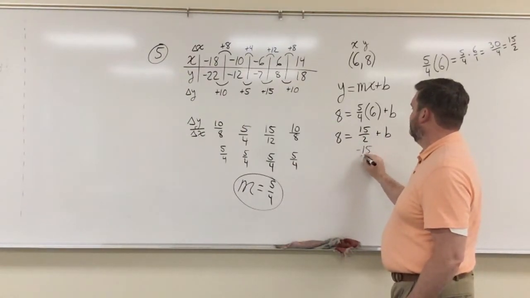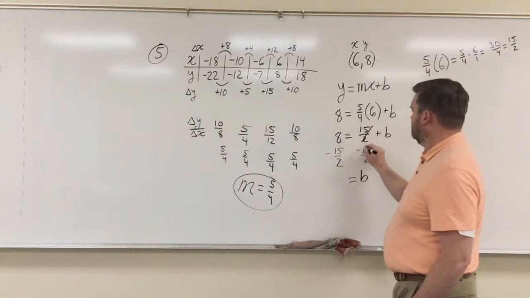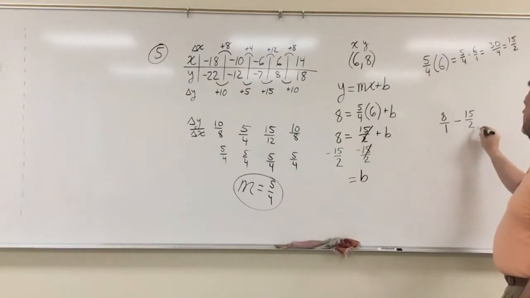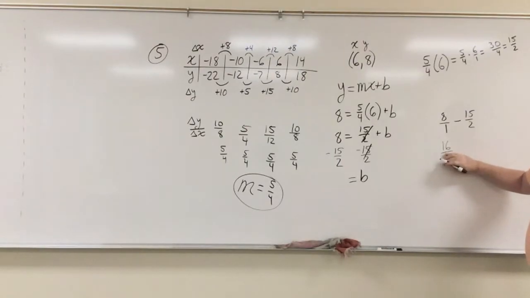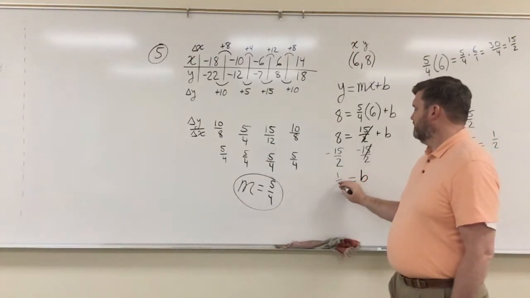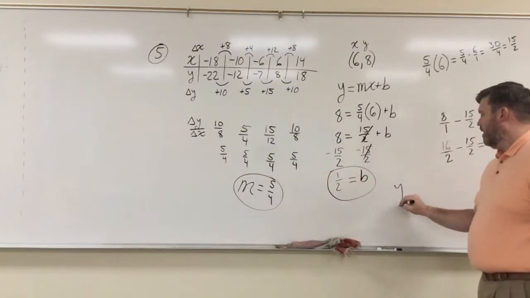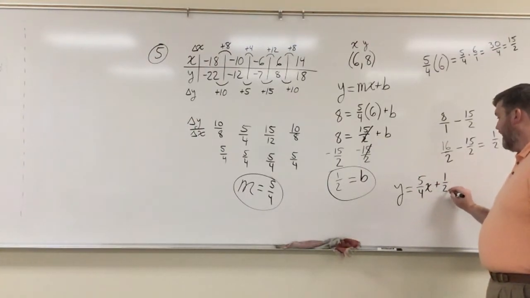Now I'm going to subtract 15 halves. Those will cancel out. So 8 over 1 minus 15 halves. I have to get a common denominator. This would be 16 over 1. Not over 1, over 2. 8 over 1 and 16 over 2 are the same thing. So now I have a common denominator, and that is 1/2. So my y-intercept is also a fraction. This time it ends up being 1/2. So I get y equals 5/4 x plus 1/2.